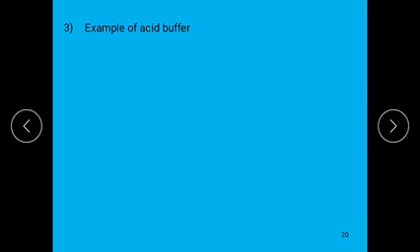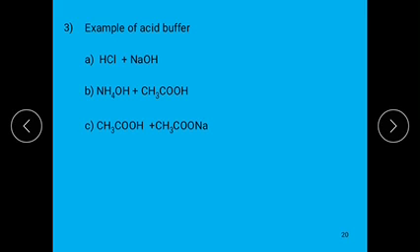Example of acidic buffer is HCl plus NaOH, ammonium hydroxide plus acetic acid, acetic acid and sodium acetate, or ammonium hydroxide and ammonium chloride. The right answer is C, acetic acid and sodium acetate.